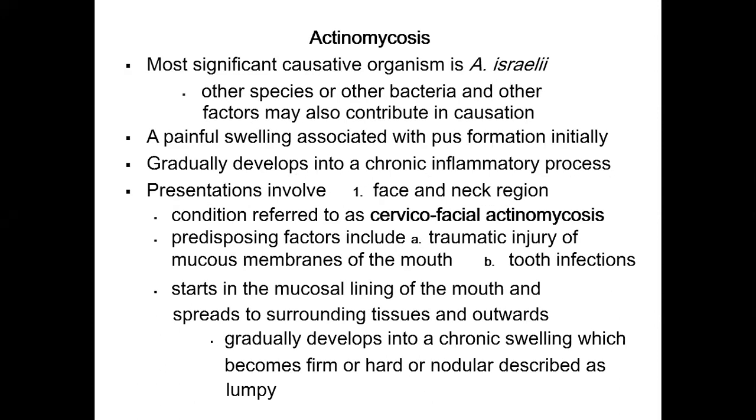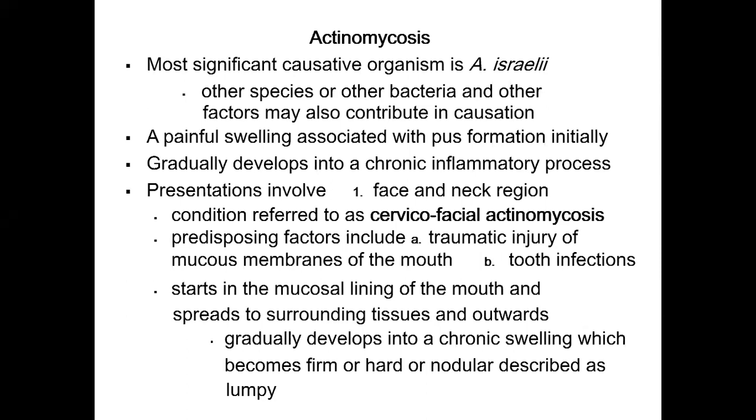So if we start with actinomycosis, the most significant causative agent is Actinomyces israelii. Significant in that it's associated with most of these lesions of actinomycosis. But other species can also be involved, or other bacteria and other factors may contribute in the causation. Actinomyces israelii is an organism that is part of the normal flora in the human mouth. So there are many other organisms there that could be involved in a lesion, and also other factors that go on in the mouth that can contribute.